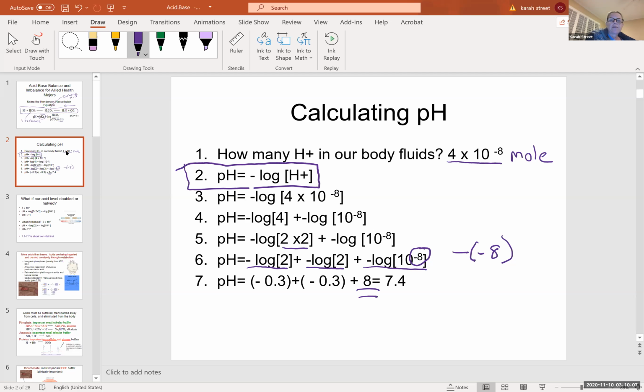So if I have 2 negative 0.3s, that would be negative 0.6. And negative 0.6 plus 8 would give me 7.4, which from almost week 1, you have been told that our body pH is 7.40. You've heard me say it's really a range of 7.35 to 7.45, with the middle being 7.40.